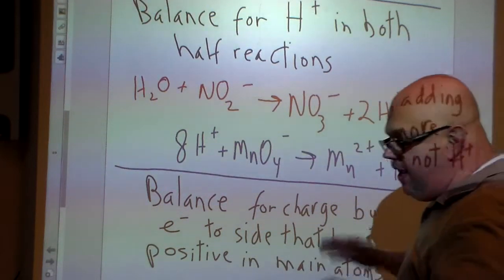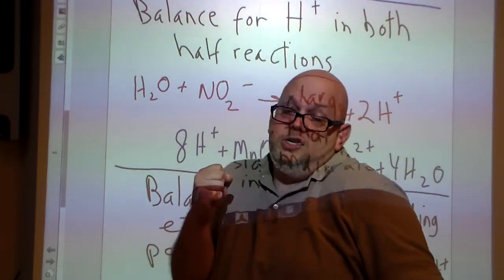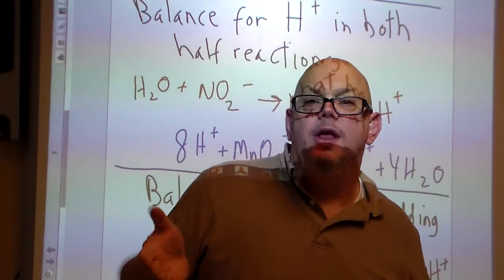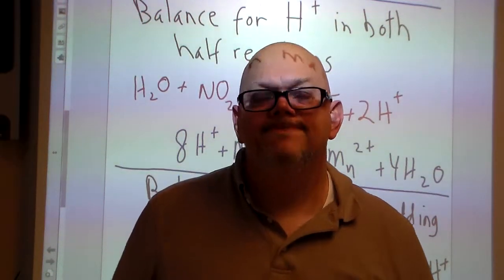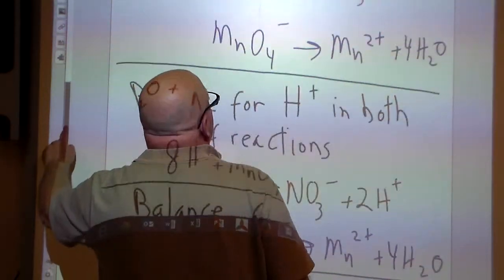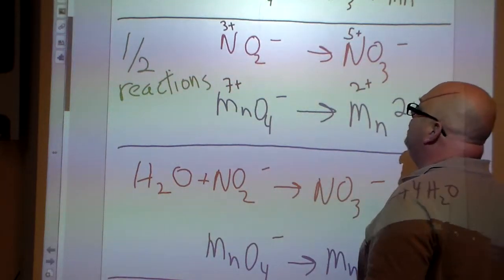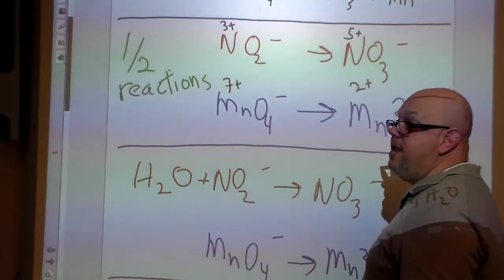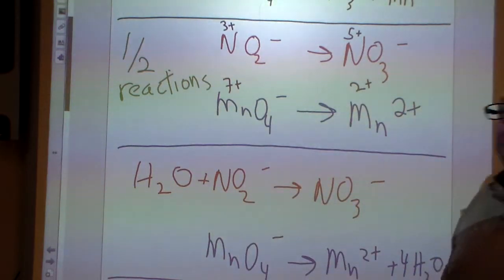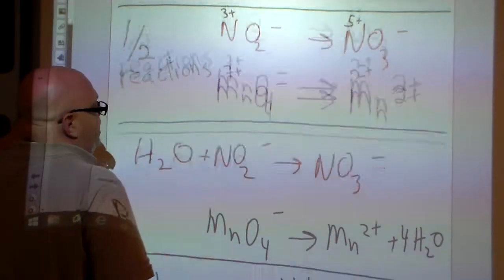Okay. We have the oxygens balanced, we have our hydrogens balanced, we have our nitrogens balanced, we have our manganese balanced. What else can we balance? Electrons. That's the next thing. And this is what we talked about earlier. See these oxidation numbers? They're going to come in handy for us because they're going to tell us which side of the equation we need to add the electrons to. And here we go.